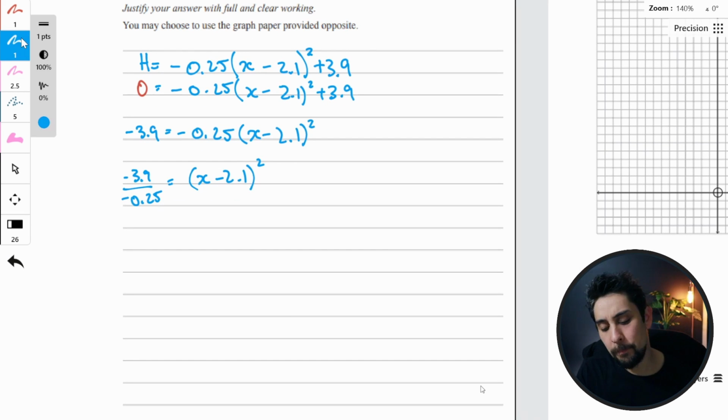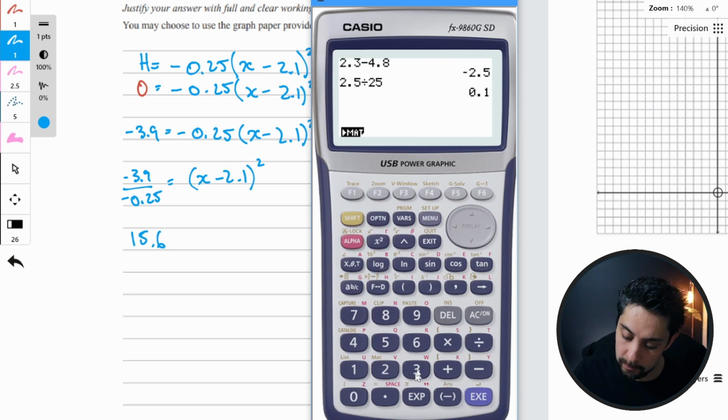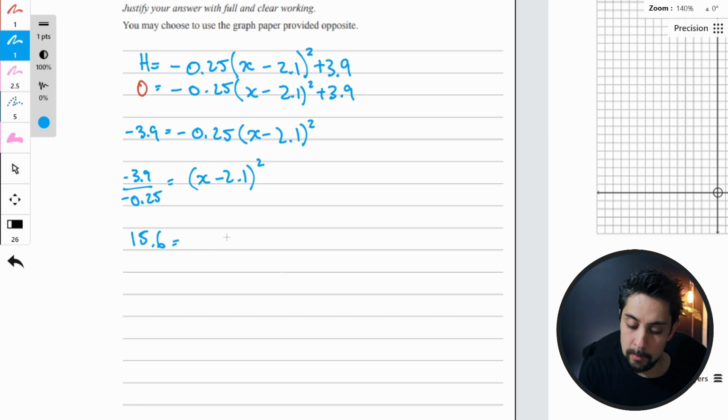3.9 divided by 0.25 is 15.6. Let's just double check that. 3.9 divided by 0.25, 15.6, cool, equals (x - 2.1) squared.